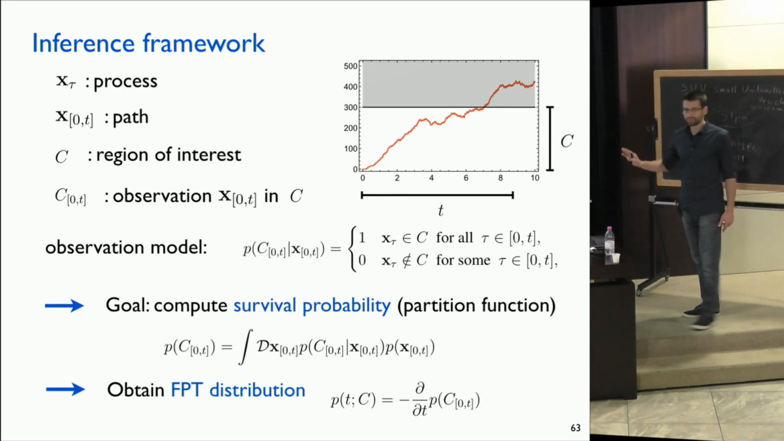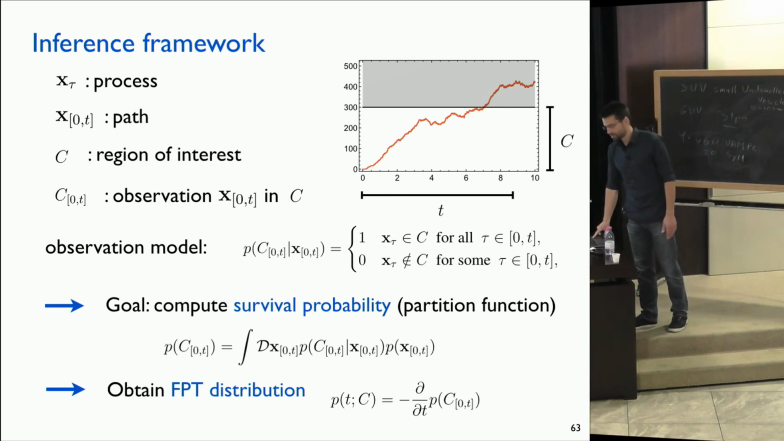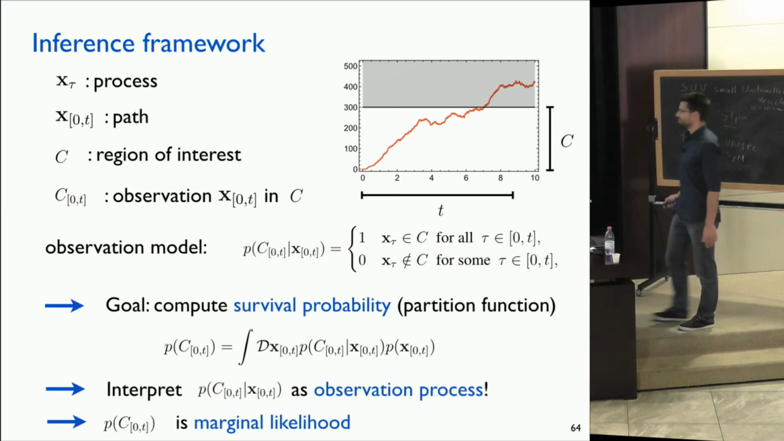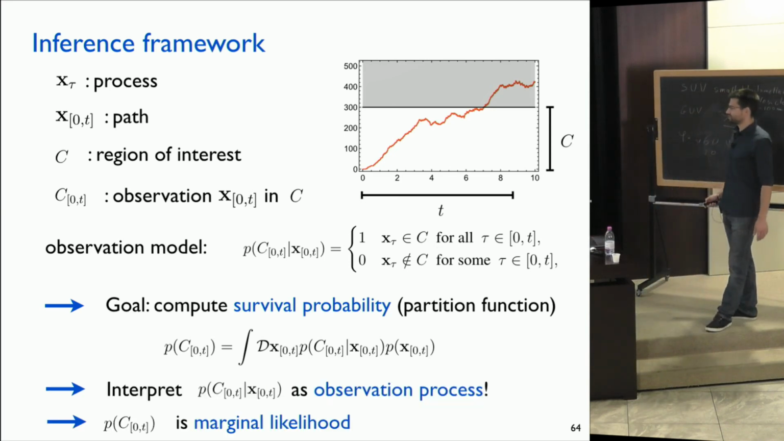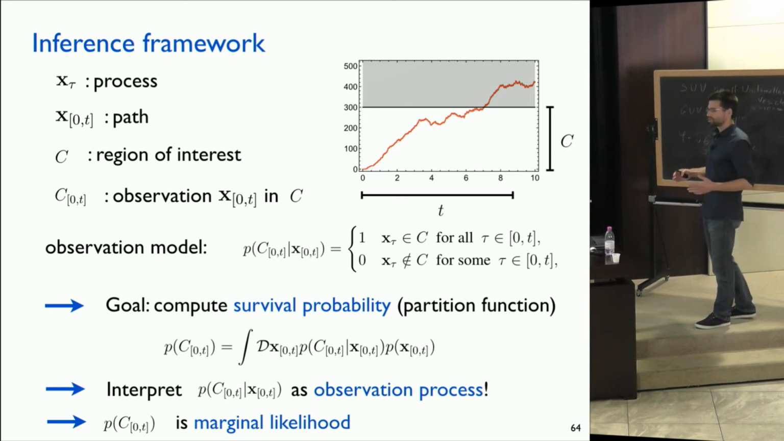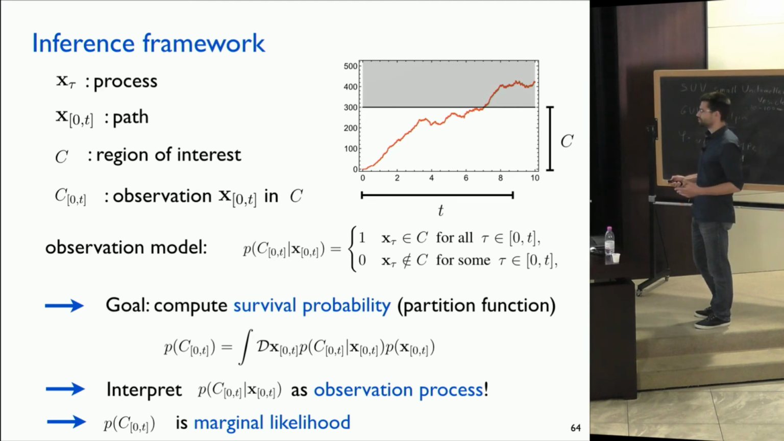Now this is not new yet. This is well known. The novelty comes from interpreting this as an observation process. So really treating this as an observer looking at the process and giving us 1 or 0. In that case, the survival probability becomes what's called the marginal likelihood in statistical inference terms.